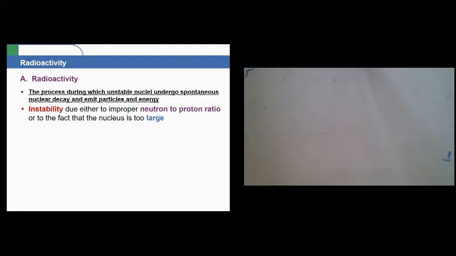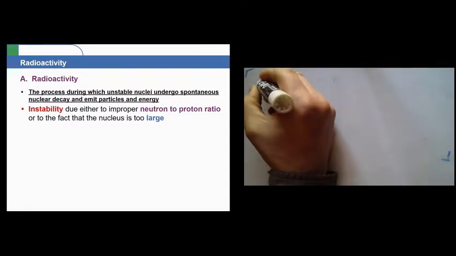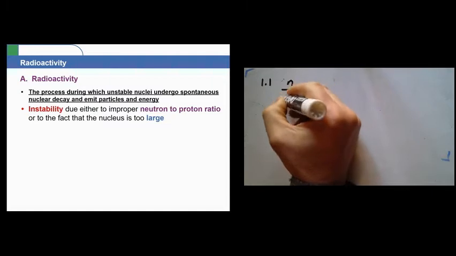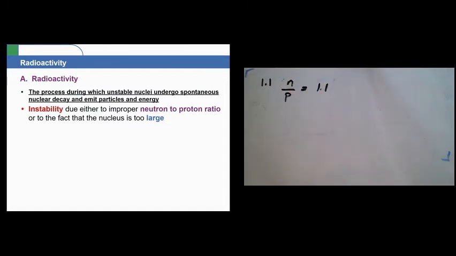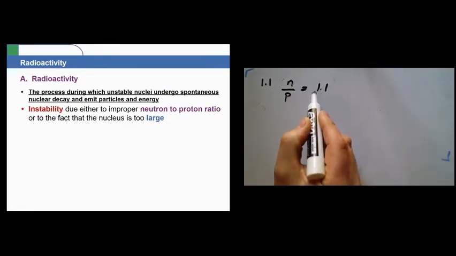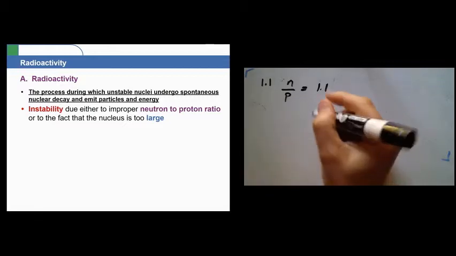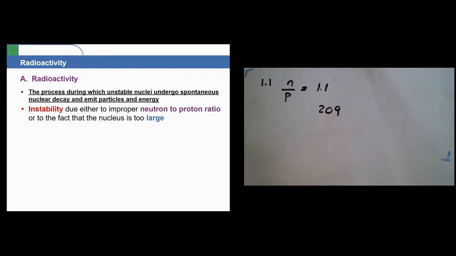Now remember, the instability is due either to improper neutron to proton ratio or to the fact that the nucleus is too large. Remember, we learned that the instability is primarily when the ratio is different than 1.1. When you take the number of neutrons and divide by the number of protons, ideally you want it to be 1.1. Well, if this number gets either too large or too small, then it doesn't work. Then it becomes unstable. Also, the largest stable nucleus has a mass of 209, so anything larger than 209 is going to indicate an unstable nucleus because it is too large.